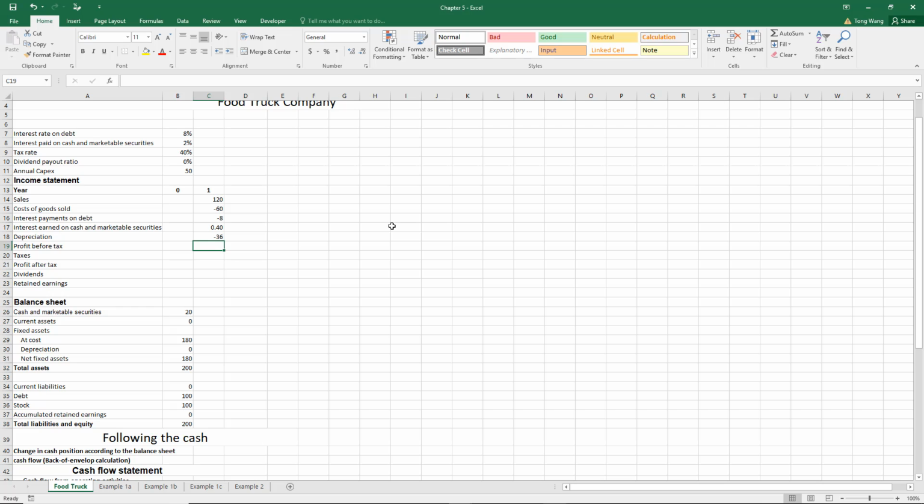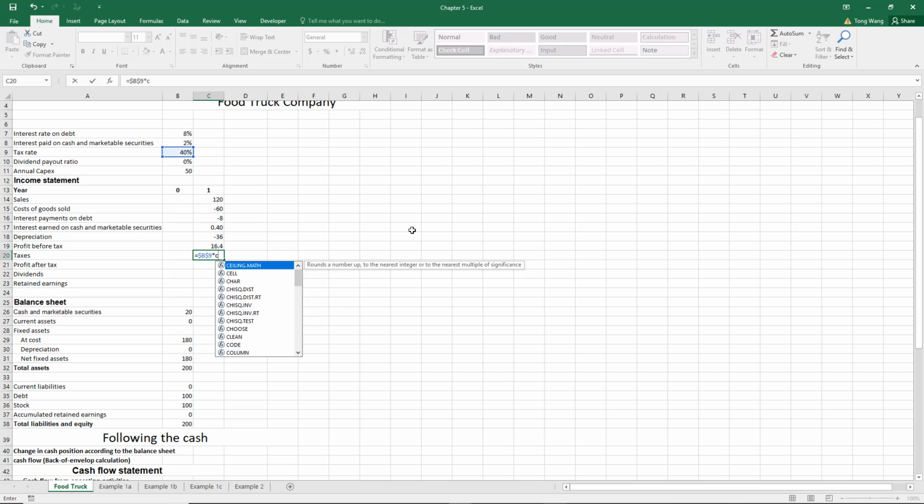each year. So profit before tax, we have that. Tax is equal to the tax rate, which we assume is 40%, times the profit before tax.